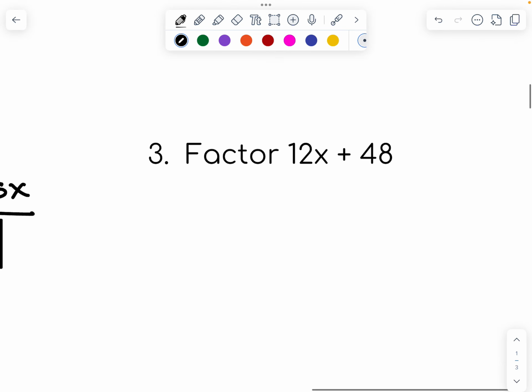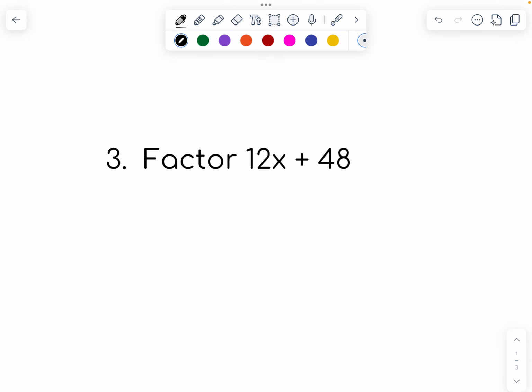All right, number 3, factor. I'm looking for something that they have in common. 2 goes into both of them, but that's not the greatest common factor. Let's keep going. They have 12. 12 is my greatest common factor. Factor out a 12, you're left with x plus, and 12 goes into 48 4 times. There it is. To check your work, just distribute again. You'd get the same thing you started with.